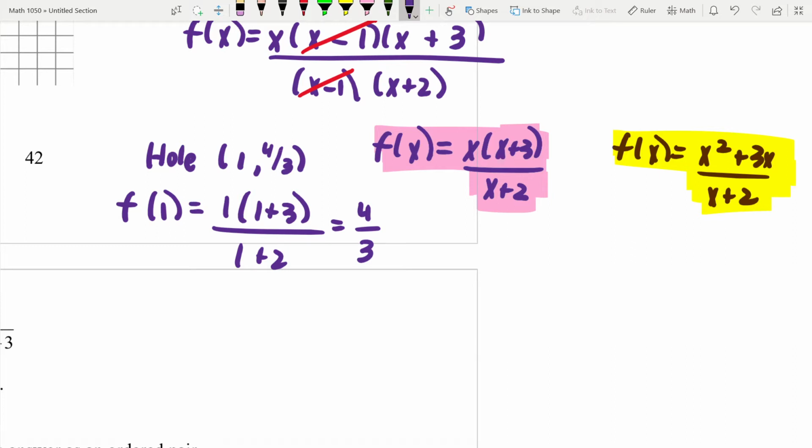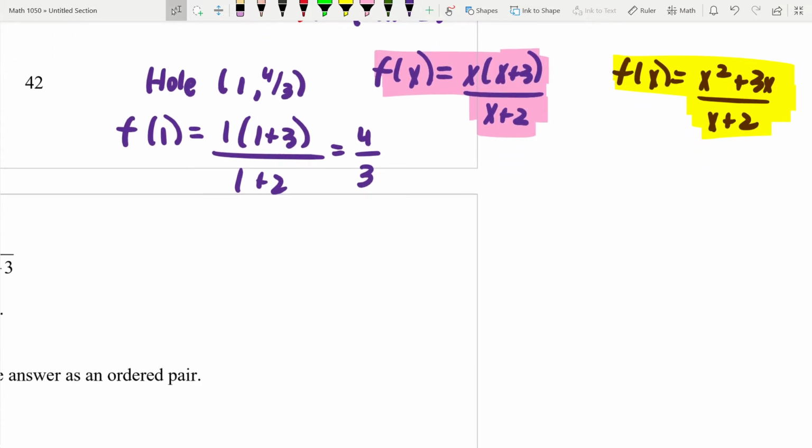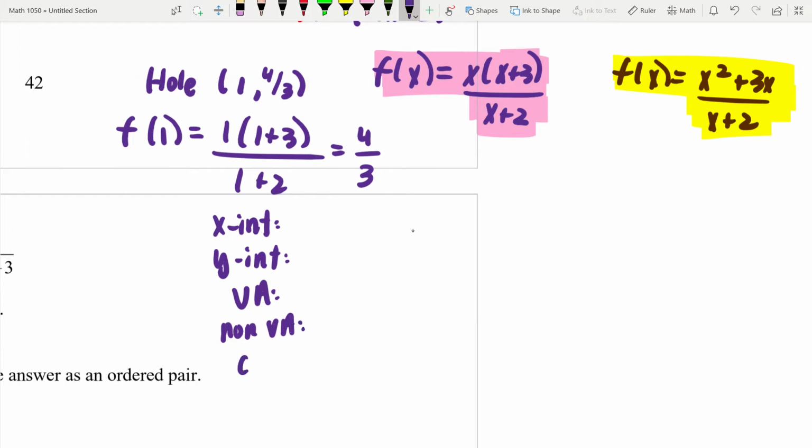Okay? Now I have to remember 5 more things. What are the 5 more things? Tell me. X-intercept, Y-intercept, vertical asymptote, non-vertical asymptote, one more, cross. Not only do I have to remember them, I have to remember how to find them. To find an x-intercept, I let y be a 0, which is the same as letting the blank be a 0, fill in the blank.